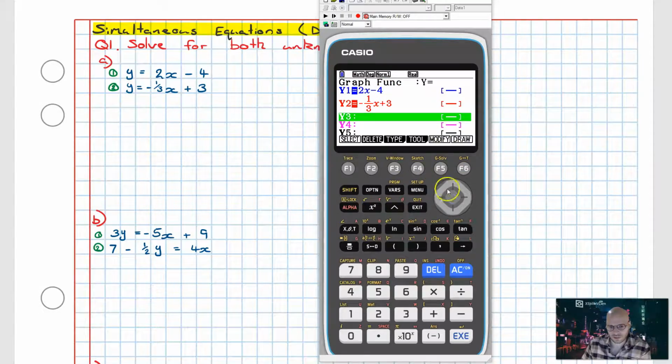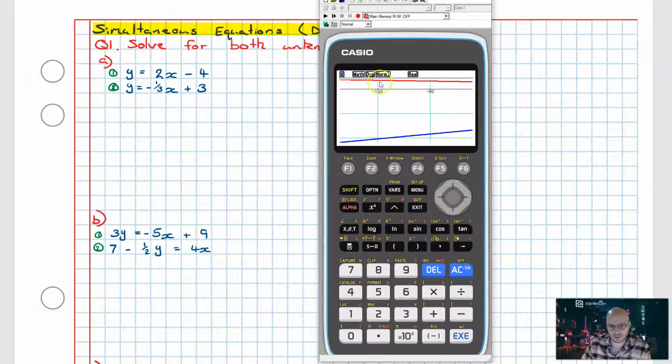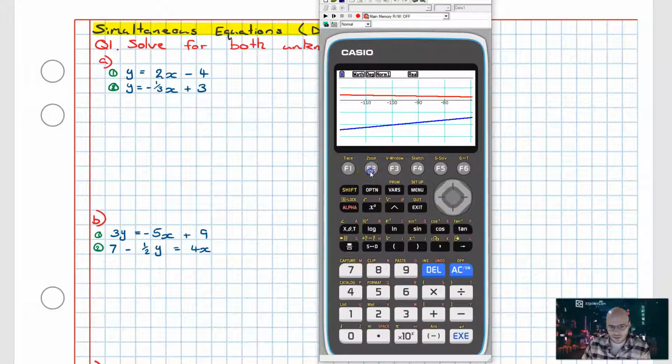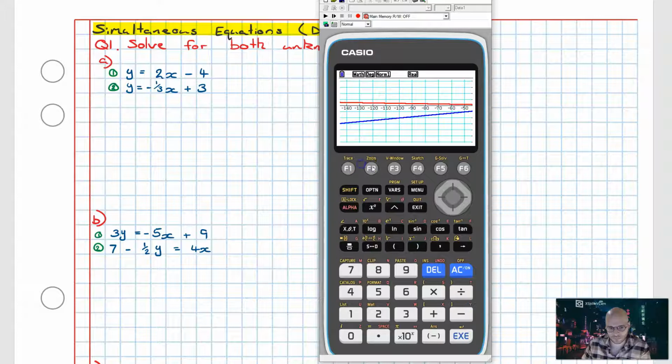To graph this, all I need to do is go over to the button F6 for draw, and I'm going to click it. Now what you can see is it has indeed graphed it, however it hasn't shown the useful features of the graph here. What we need to do is manipulate the calculator to zoom to where we need to go to the intersection. So I'm going to press on F2 for zoom, then I'm going to press out, and I'll zoom out. And I'll keep doing it until I can see where the intersection occurs.